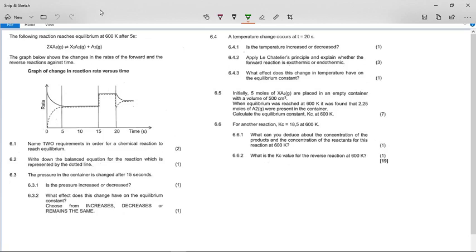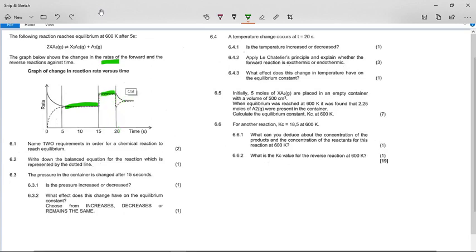So it says to you, the graph below shows the changes in the rates of the forward and the reverse reactions against time. So when we have a reaction rate graph, we know the graph has reached equilibrium when the lines are together like this. These are all equilibrium things. So this vertical line here and this vertical line here have to be disturbances.